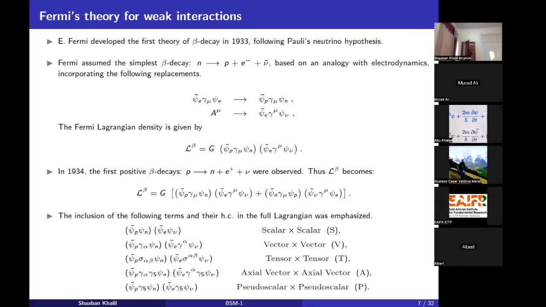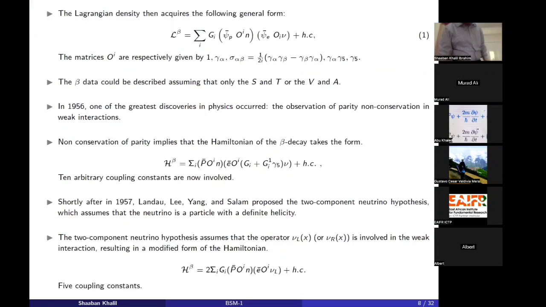So this is just one option. Why is it only V and V? Why is there no scalar? Why is there no tensor? Why is there no axial tensor, axial vector, and also pseudo-scalar? People started to think maybe we have all of those contributing to the interactions.